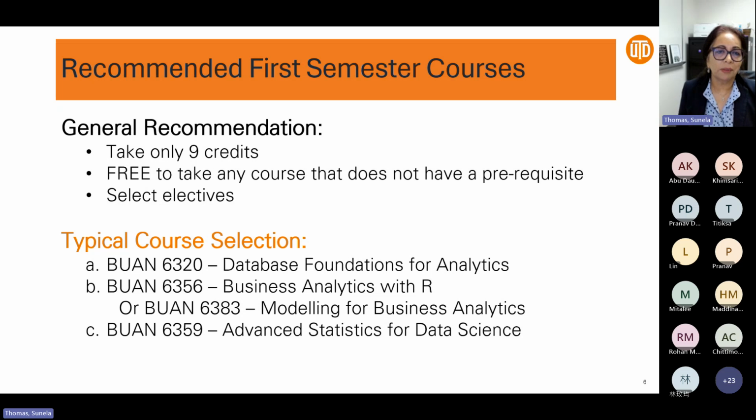Now, come second semester onwards, take as many courses as you want. Again, with the caution that if you take anything more than 4 courses or 12 credits, this is a graduate course. It is not about learning something and getting an A in that class. It's about applying that knowledge. And in order for you to apply and work in teams, you need time.